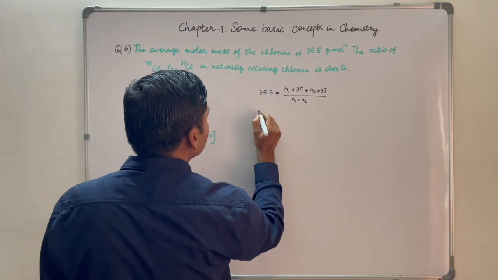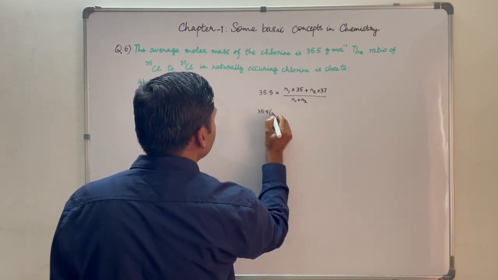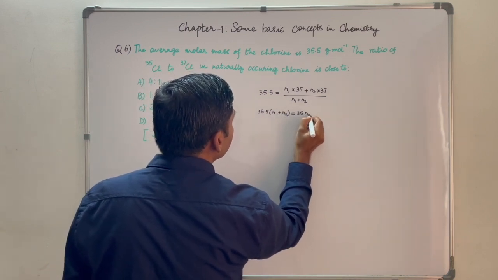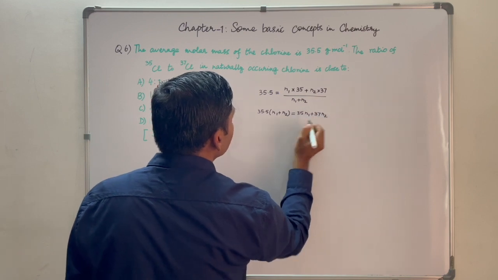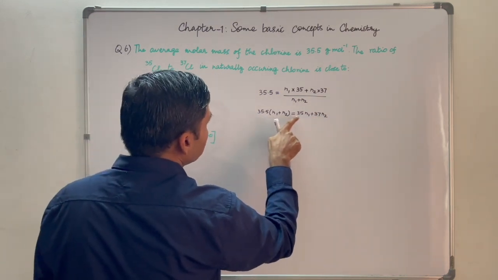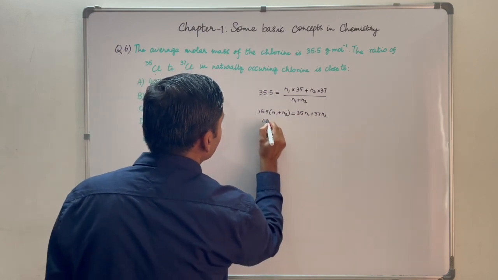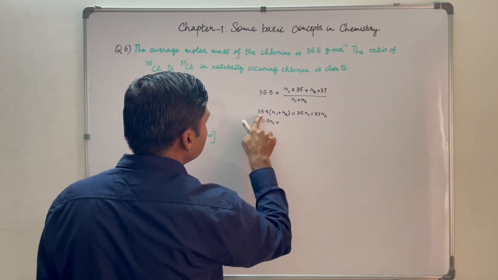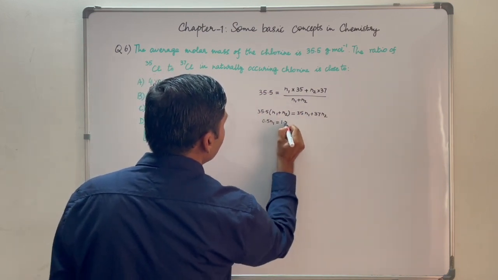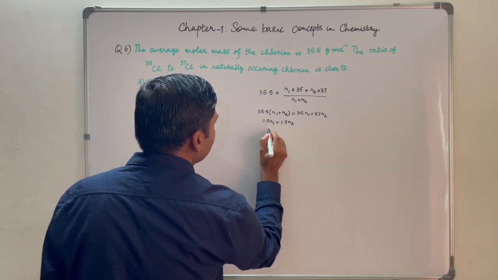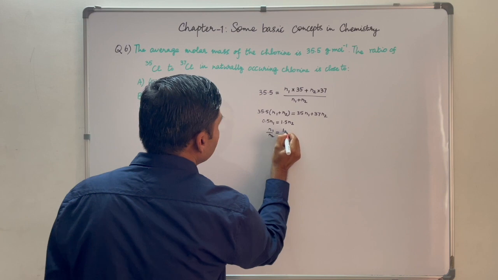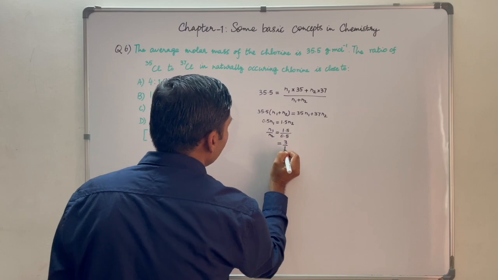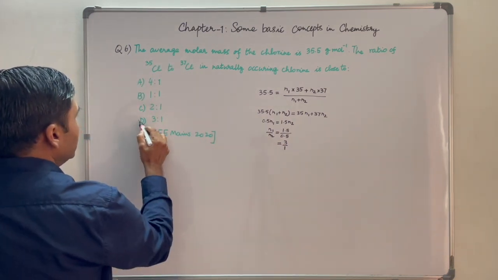Now cross multiply, you will get 35.5 (N1 plus N2) is equal to 35 N1 plus 37 N2. Now 35.5 N1 minus 35 N1 will be equal to 0.5 N1 is equal to 37 N2 minus 35.5 N2 will be equal to 1.5 N2. So N1 by N2 will be equal to 1.5 upon 0.5 and that will be equal to 3:1. So the correct option is option D.